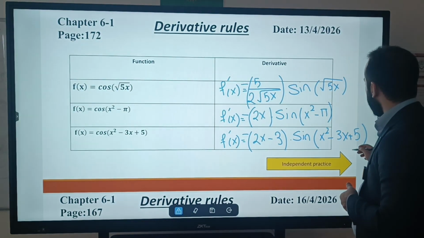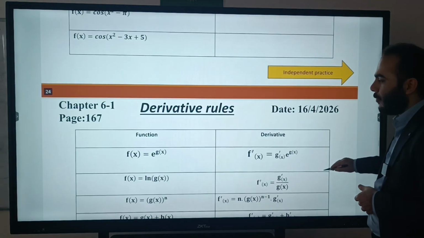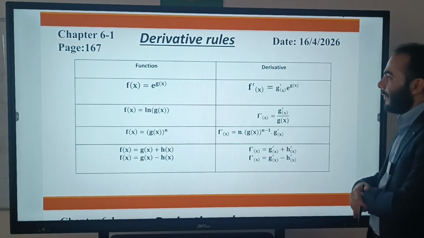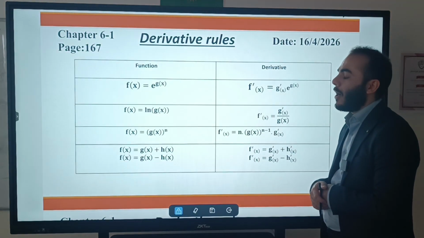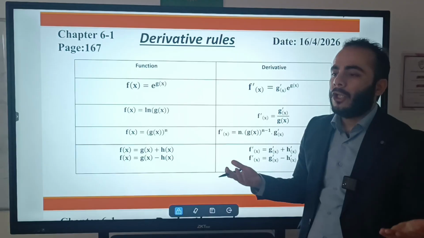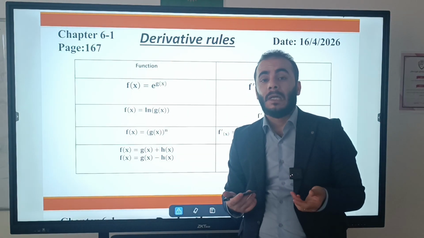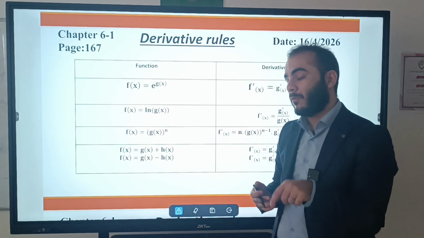So let's move to the next thing. I think the next slide is the last rules that we are going to have during this section. So, last three rules. f of x equals e powered by g of x. What was e? In chapter 4 we studied this function. It was called the natural exponential function.